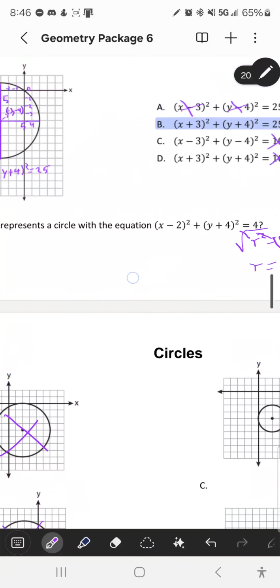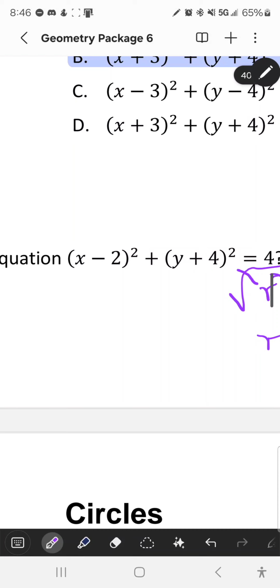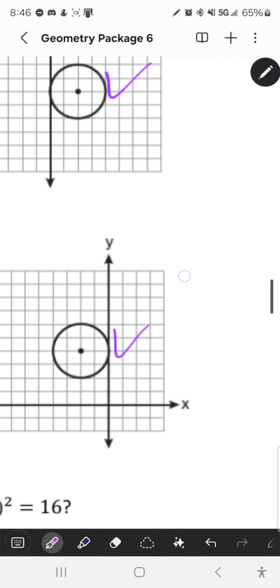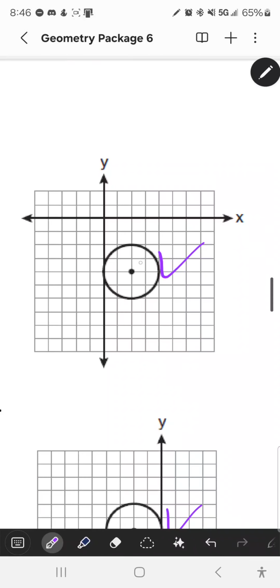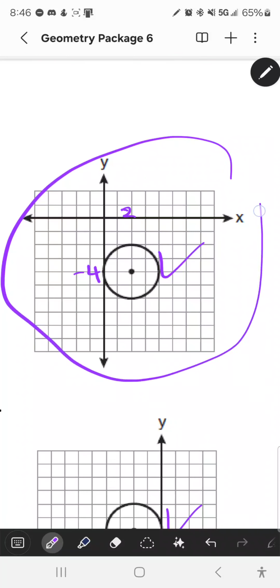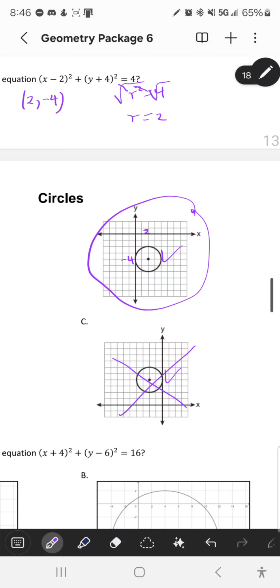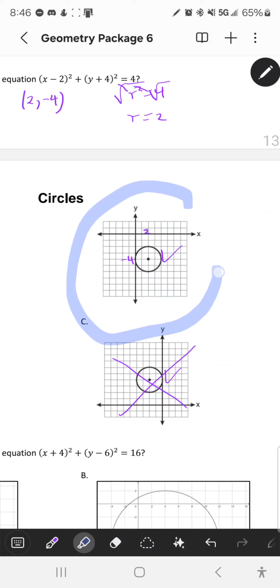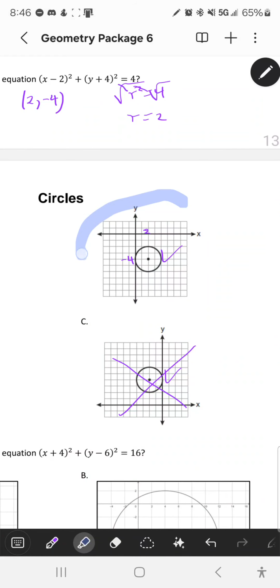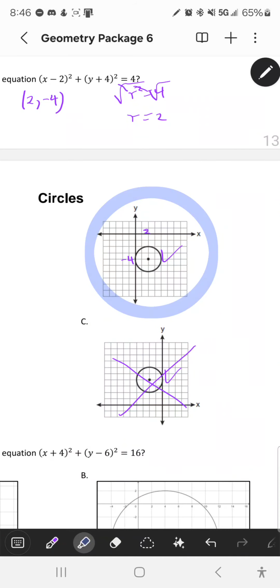Now, in this equation, it means that it's the opposite. So it will be x minus 2, so it will be (2, negative 4), because we need the opposite sign. So which of the two is at (2, negative 4)? This one is at (2, negative 4), so this right here is our answer. This one is at (negative 2, 4), which is the opposite.